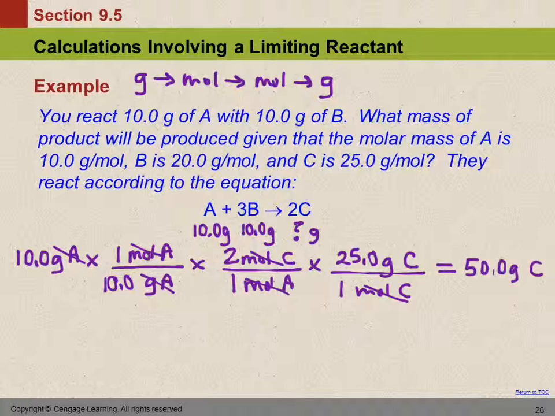Ten divided by 10 times 2 times 25. Okay, 1 down, 1 to go. So now we take the other ingredient, the other reactant. There's also 10 grams of that.